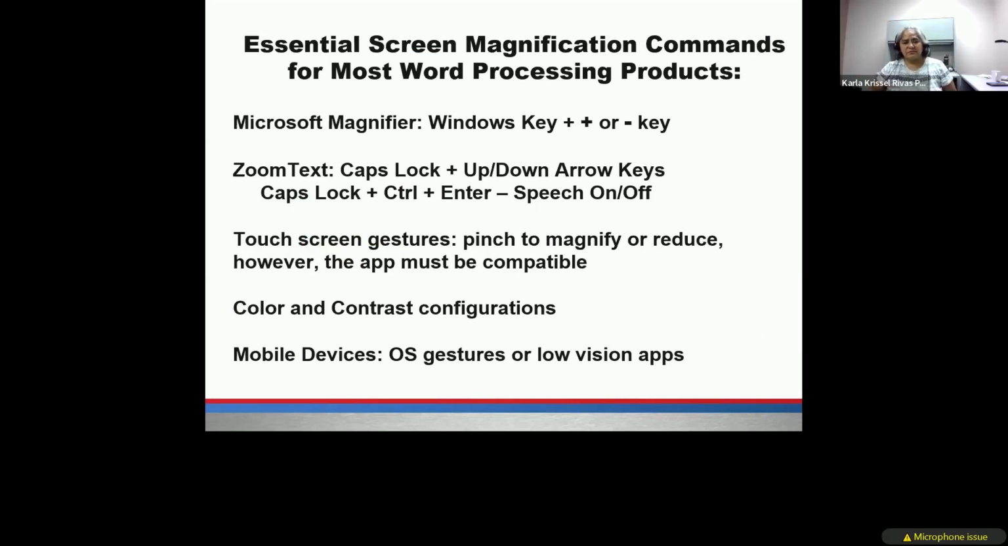Some screen magnifications, of course, can be turned on or off with the use of keyboard shortcuts. So, for example, if I want to magnify my letters here, I can use Windows and the plus sign. That turns magnification on and it starts magnifying.